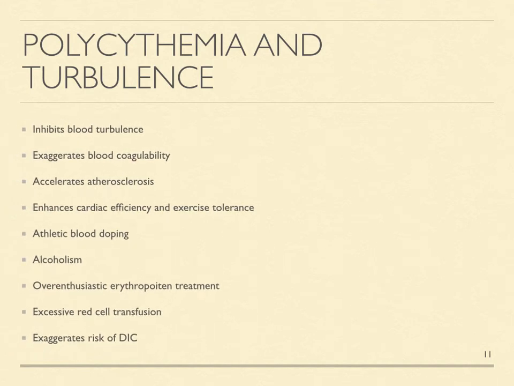Excessive red cell mass, or polycythemia, inhibits blood turbulence, exaggerates blood coagulability, and accelerates atherosclerosis. Within limits, it enhances cardiac efficiency and exercise tolerance, which explains why athletes treat themselves with erythropoietin to enhance athletic performance, which is called blood doping. Polycythemia can also be caused by alcoholism, overenthusiastic erythropoietin treatment for anemia, and excessive transfusion with packed red blood cells. It increases the risk of DIC, and in severe cases can trigger DIC with devastating consequences.